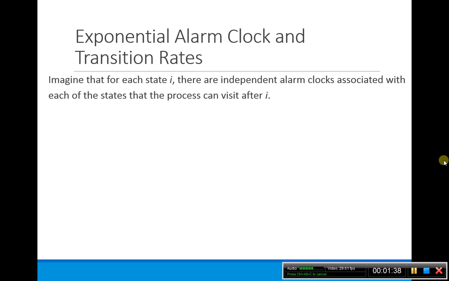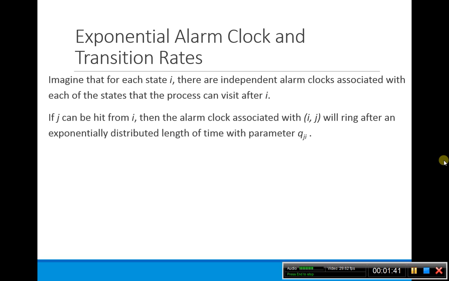So assume there is an alarm clock associated with state j. Let's say we can go to state j from state i. We have an alarm clock, and we'll call it the ij alarm clock. It's going to ring after some exponentially distributed length of time with parameter q_ji. This means that alarm clock ij is going to ring on average in 1 over q_ji time units.